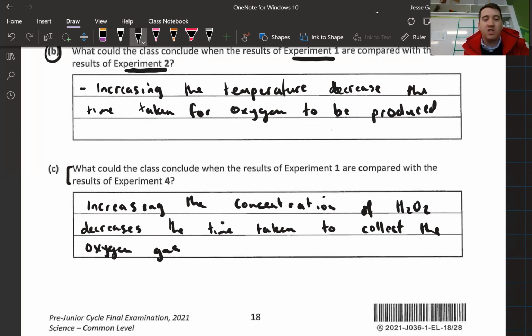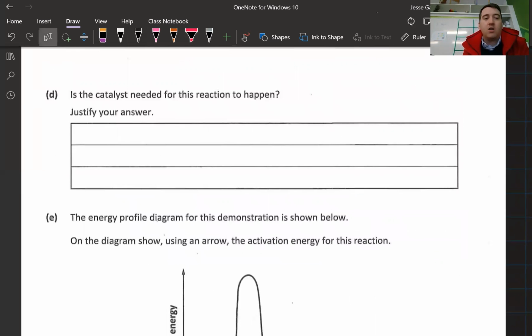Again, you could have also said it speeds up how quickly, or makes the oxygen be produced more quickly. You could have said something like that. So increasing the concentration of H2O2 increases the speed that the oxygen is made at, something like that. All right, on to the next question.